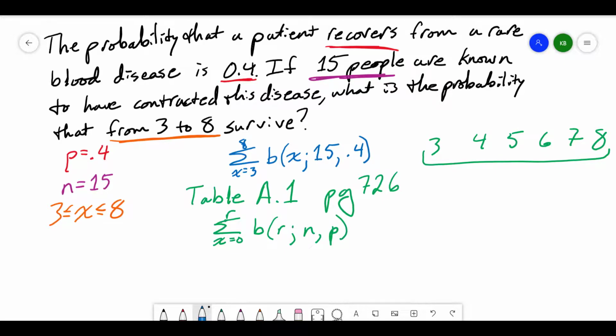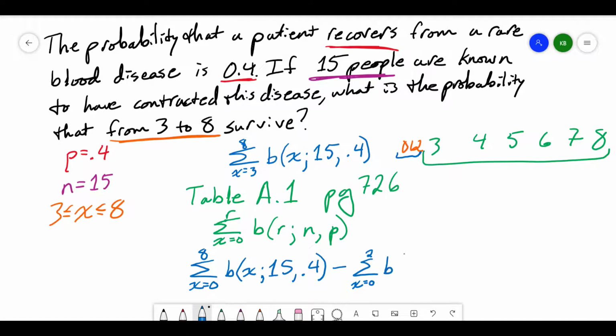So what we want to do is make use of this table. We can say, well, we want to go up to 8. So let's say we take the sum from x equals 0 to 8 of our binomial coefficients, x with 15 as our n and 0.4 as our p. Well, if I do that, then I've counted 0, 1, and 2, and I didn't want to. So I need to subtract out those 0, 1, 2. So I need to subtract out the sum from x equals 0 up to 2 of the same binomial coefficients. I've got x, I've got 15, and 0.4 as my p-value.